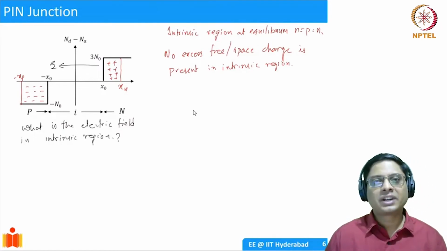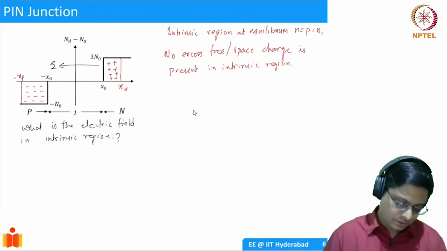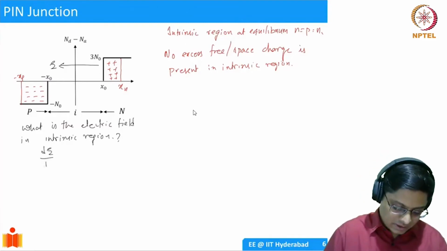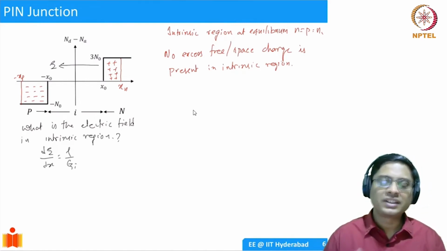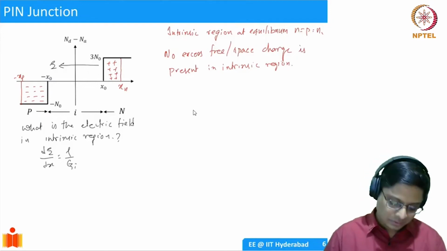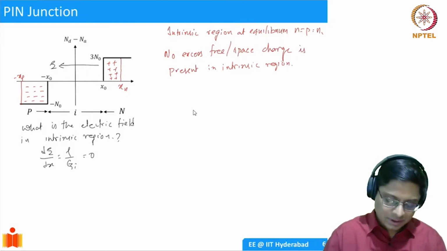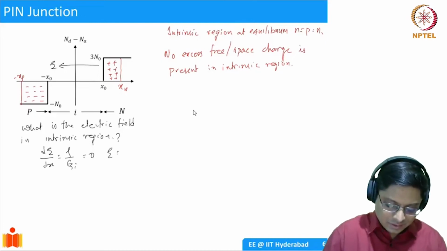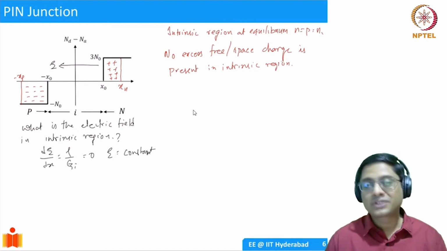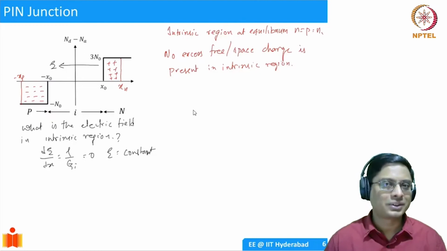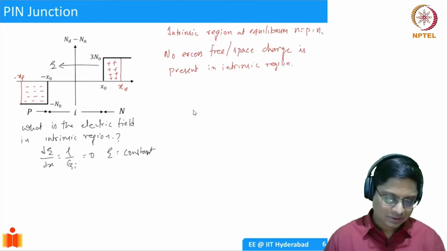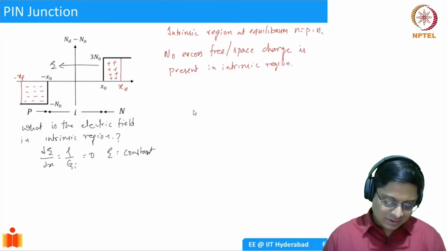The governing equation for electric field is always the Gauss law, dE by dx equal to rho by epsilon silicon. What is rho in the intrinsic region? Rho is 0. So E field is constant. So will this constant be 0, or will it be something you have to think about? Okay, we'll come back to that. This is in the intrinsic region.